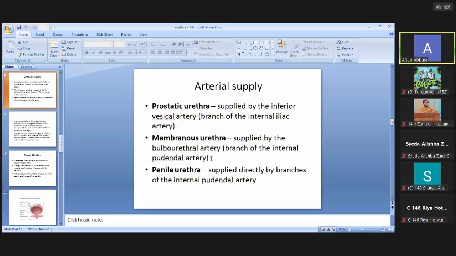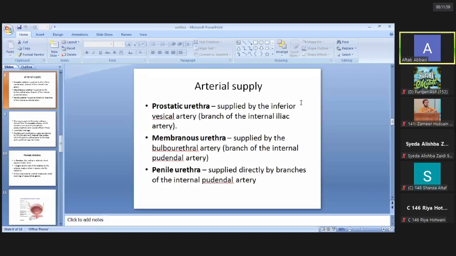Now the arterial supply of these three parts is different. The prostatic urethra is supplied by the inferior vesical artery. The inferior vesical artery is a branch of the internal iliac artery. Then the second part, known as the membranous urethra, is supplied by the branch of the internal pudendal artery known as the bulbourethral artery. The third part is supplied directly by the branches of the internal pudendal artery. So these three parts receive different arterial supply.